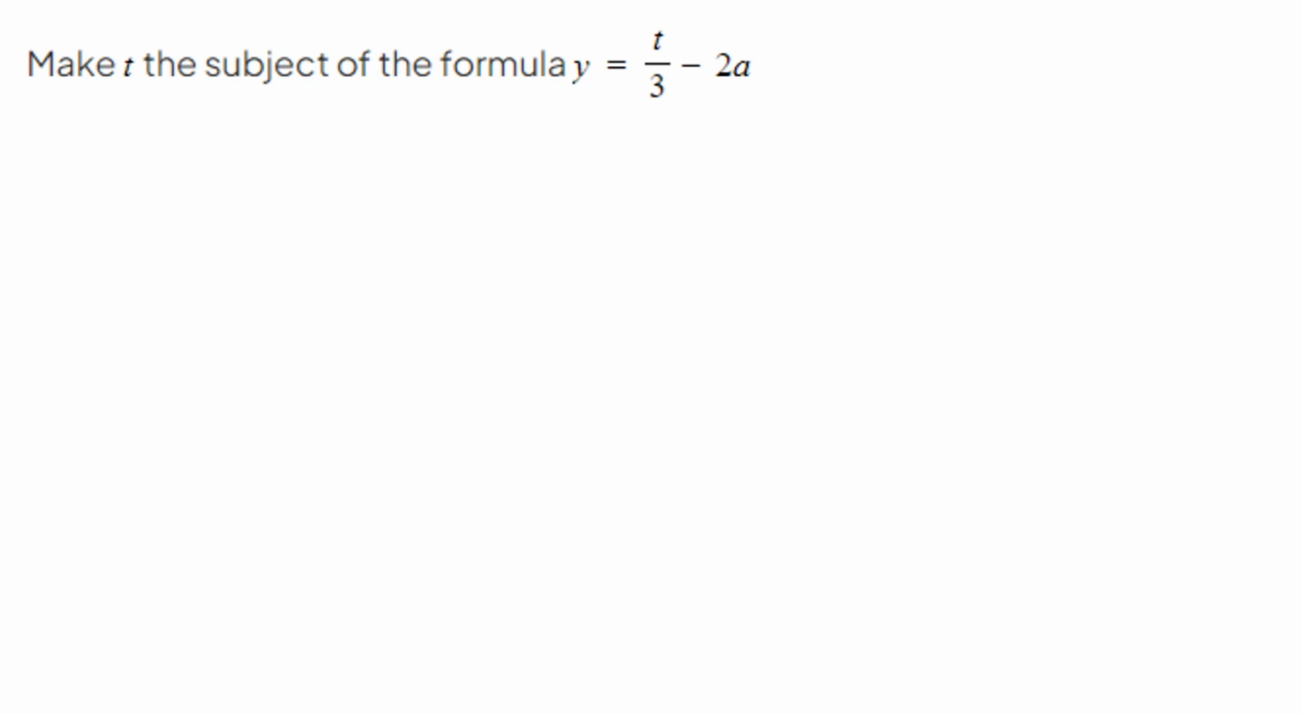Well, whenever it says make something the subject, it really means solve for T, right? Remember when we did two-step equations? It's pretty much the same thing. We want to put all the T's on one side and all the non-T's on the other side. Yeah? So out of these terms here, T over 3 and minus 2a, which one hasn't got a T? Exactly, it's this minus 2a.